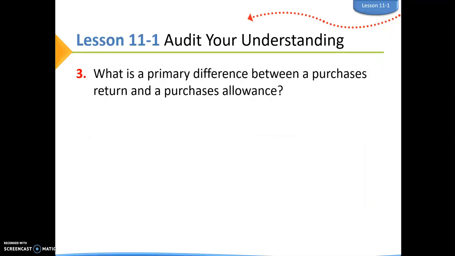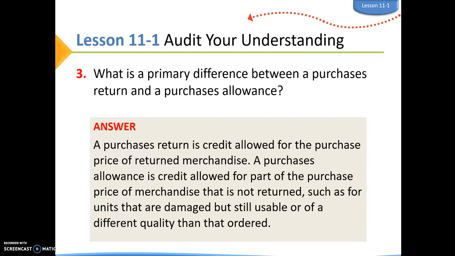What is a primary difference between a purchases return and a purchases allowance? A purchases return is credit allowed for the purchase price of returned merchandise. A purchases allowance is credit allowed for part of the purchase price of merchandise that is not returned, such as for units that are damaged but still usable or of a different quality than that ordered.